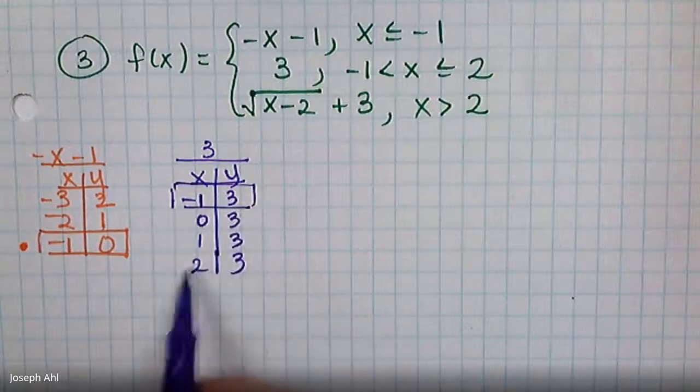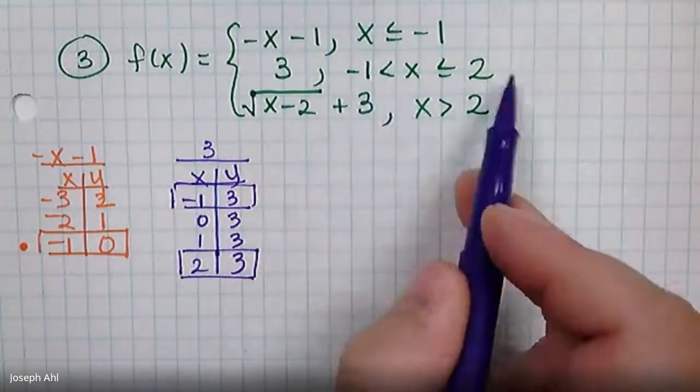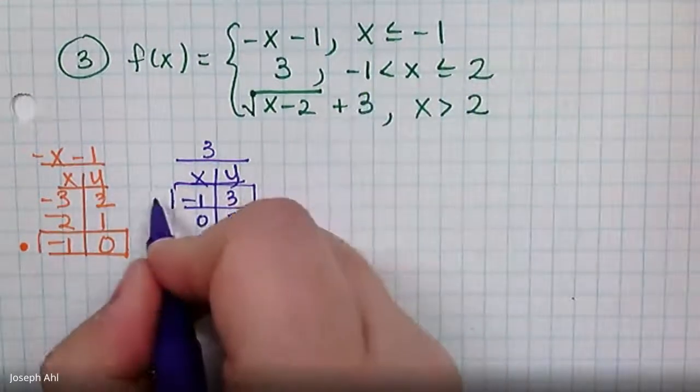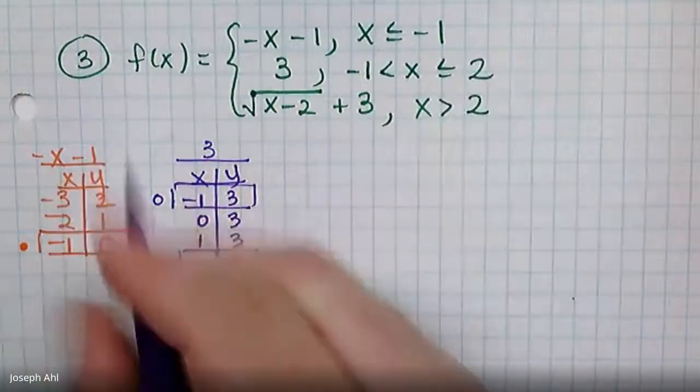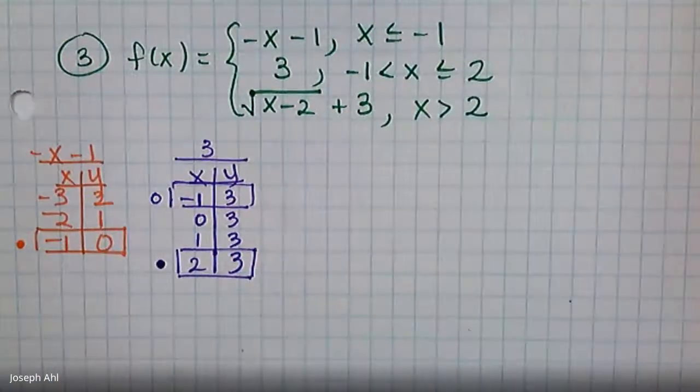And think about what's happening at the 2 endpoints of this interval. When x is -1, we definitely need an open circle. But when x is equal to 2, we can have a closed circle at the point 2, 3.